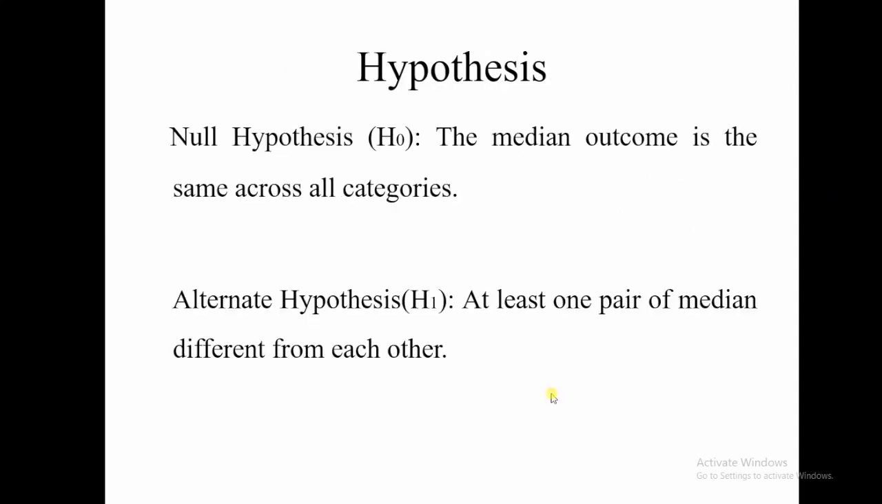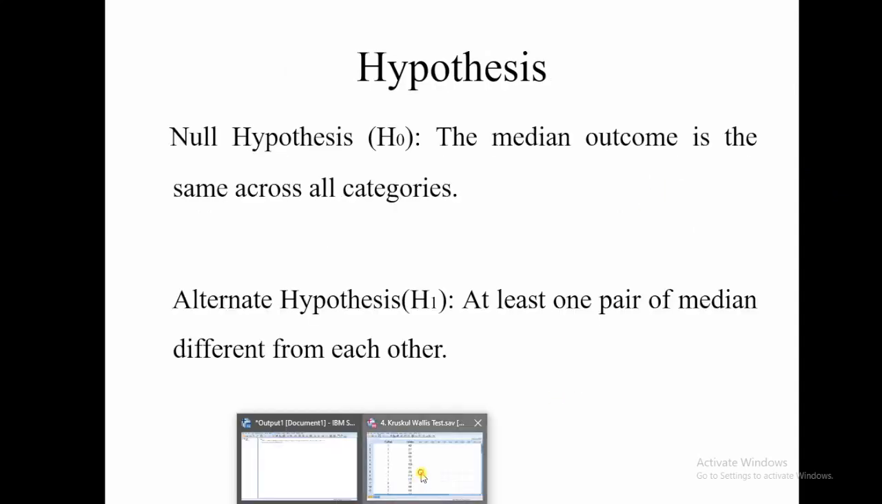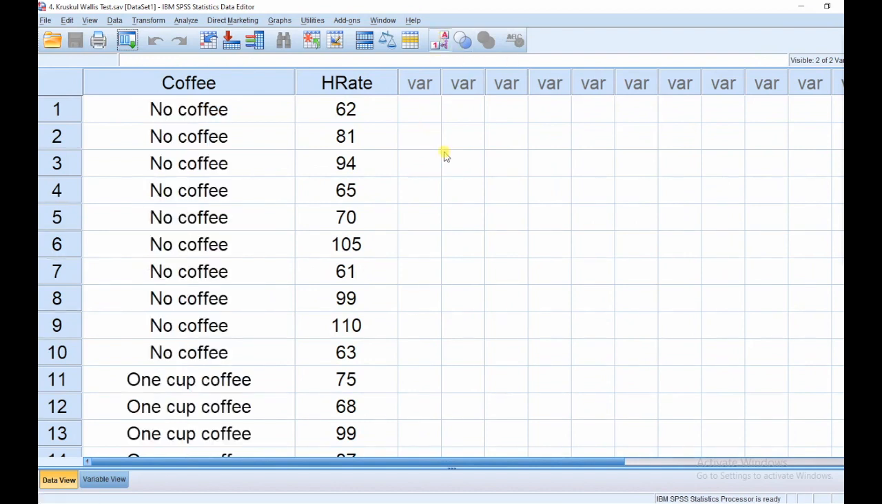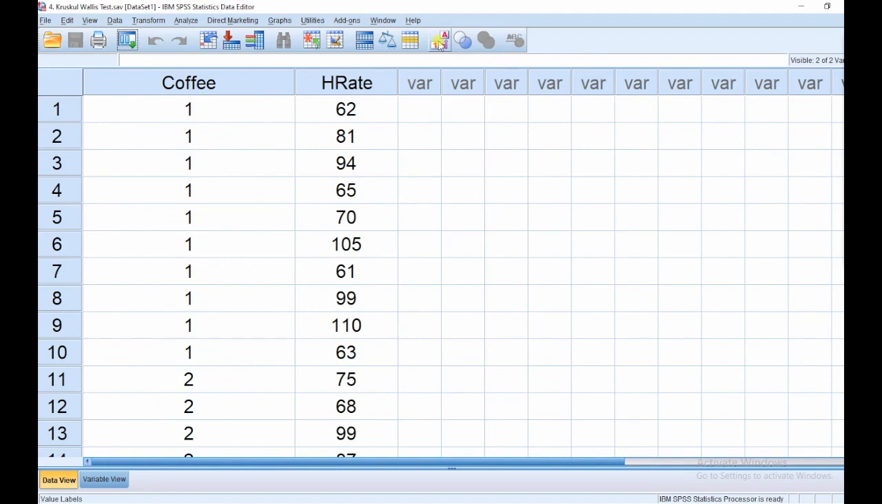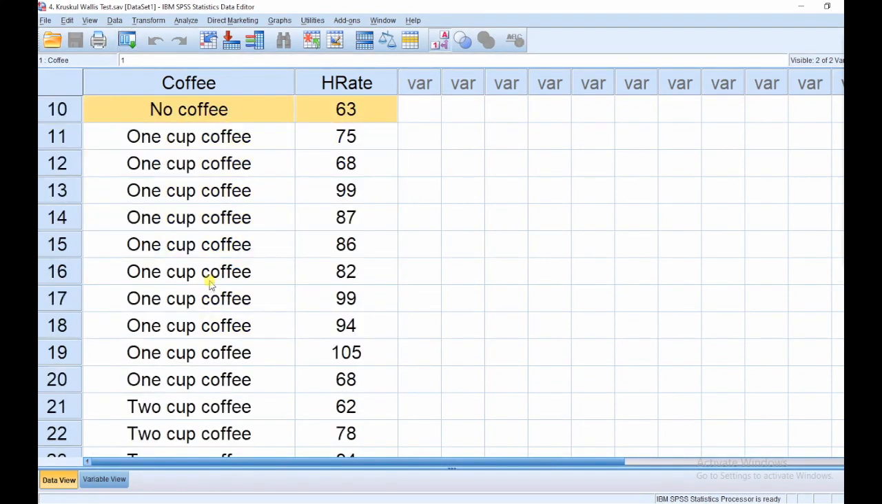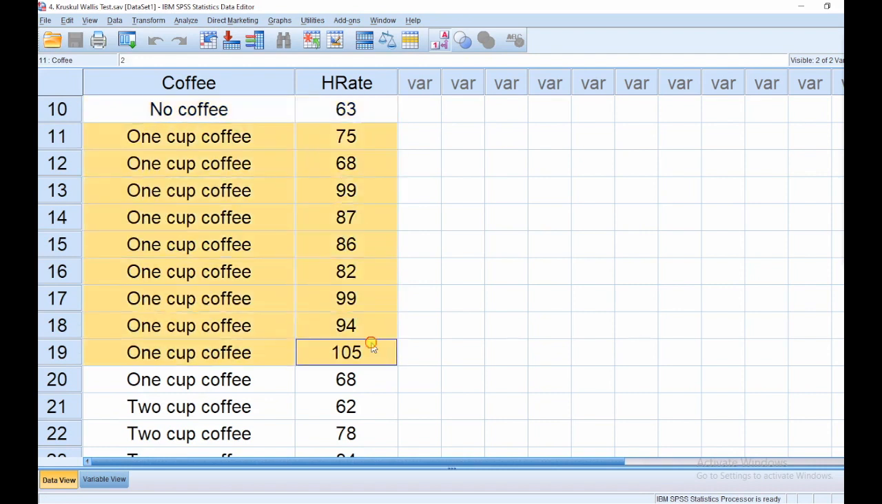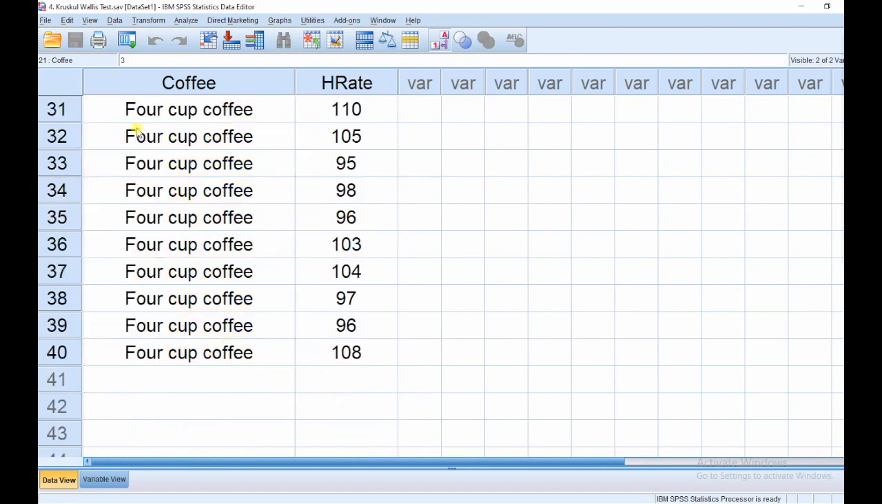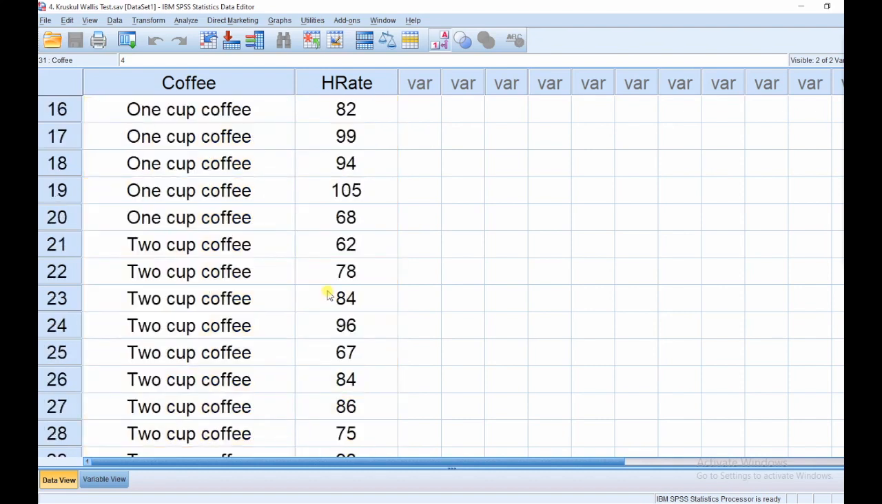Then I am showing you the data. This is my data set. We have taken 40 participants in this study. The 10 people we are not giving coffee, and we are measuring the heart rate score. In another group, 1 cup of coffee, and 2 cups of coffee, we are measuring the heart rate score. The last is the 10 people we are giving 4 cups of coffee and measuring the heart rate score.